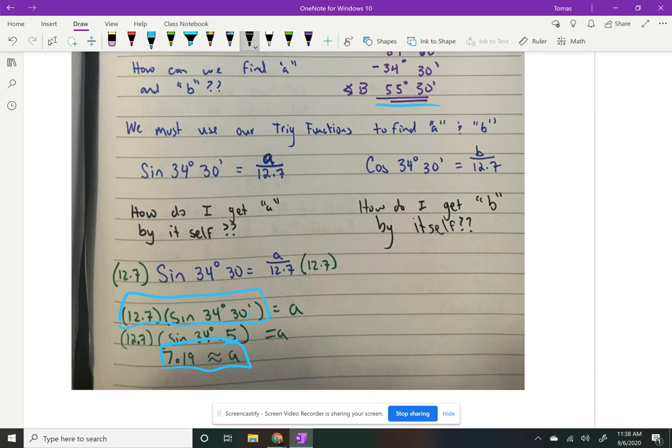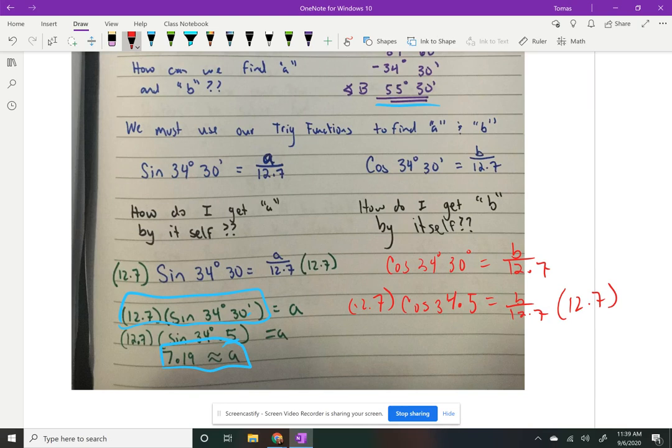Okay. So what about side B? How do we get side B? Well, side B would be almost identical. So now we're going to use cosine. We're going to have cosine of 34 degrees 30 minutes equals B over 12.7, which is adjacent over hypotenuse. Now, we already know what this is in decimal form, so I'm just going to write that in decimal form. And how do we get rid of a divide by 12.7? We multiply by 12.7 to both sides.